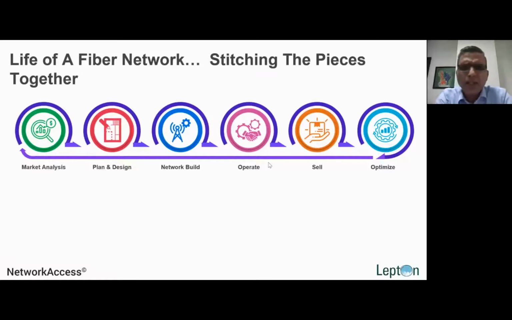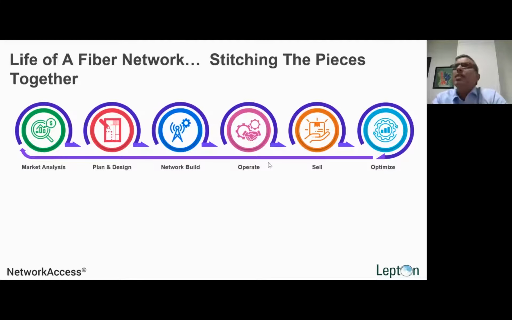Let's look at this very simple life cycle that you see on the screen. It's a typical process of rolling out the fiber. It starts with market analysis. It gets into plan and design phase. You build the network, you operate the network, and you of course monetize the whole network. There will immediately be an observation that operate and sell, they go in parallel. They don't necessarily have to go in sequence. That's purely the liberty I took to just streamline or simplify the depiction.